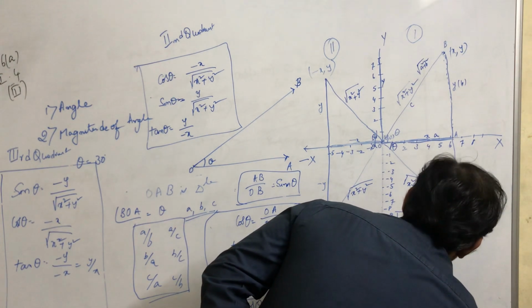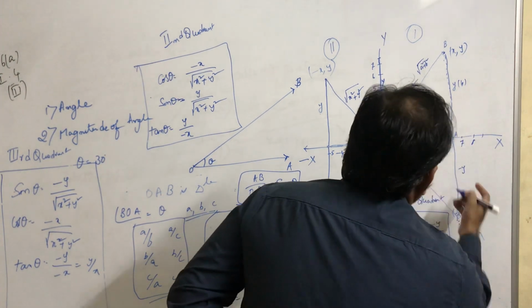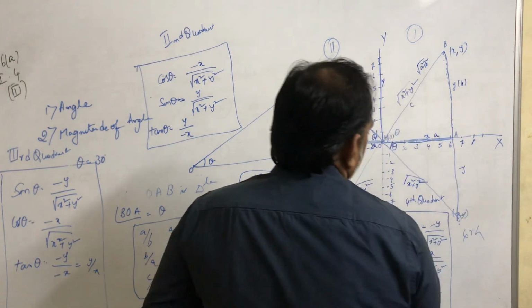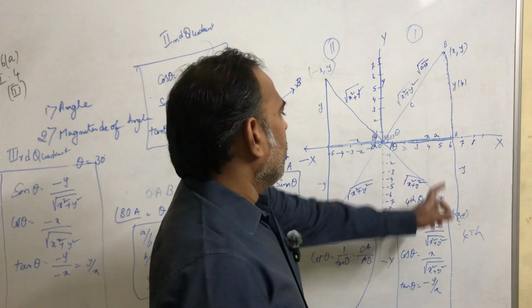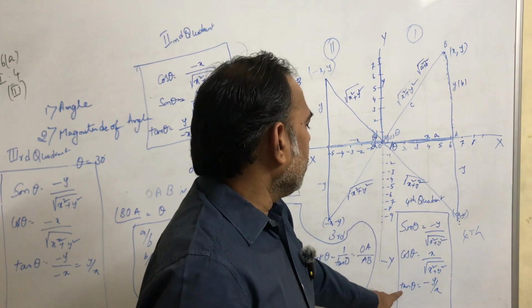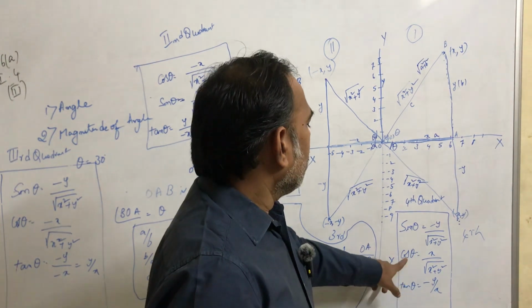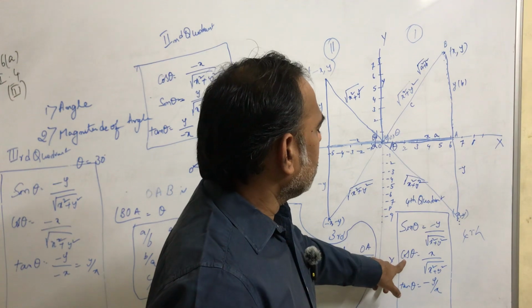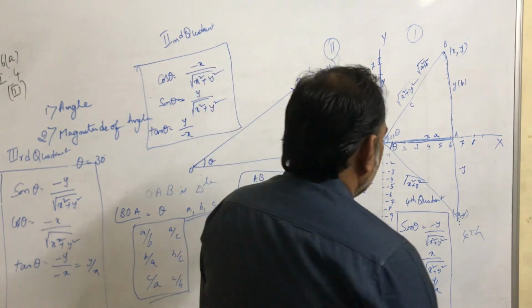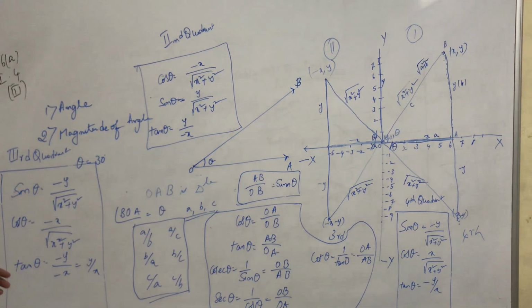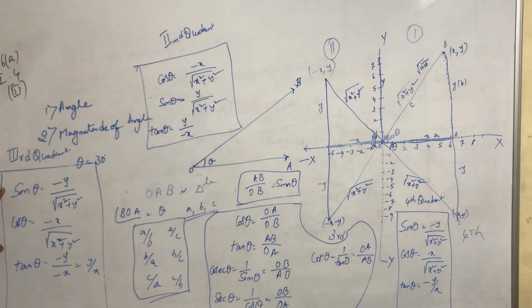And then tan theta equals how much? Opposite side divided by adjacent side. So in the fourth quadrant, cos is positive, and the remaining sin and tan are negative. If cos is positive, secant theta is also positive, because 1 by cos theta equals secant theta. Okay, do you have any questions on this? If you have any doubts, I will explain once again.